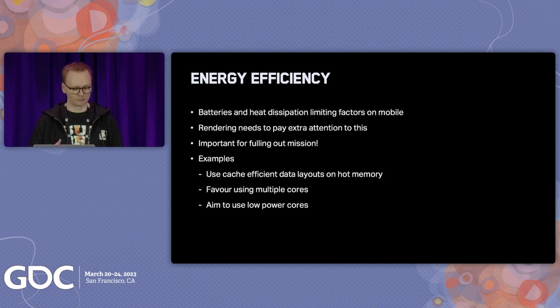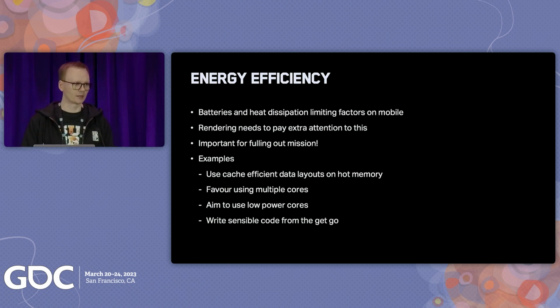Also, aim to use low power cores. Most modern devices nowadays have low power cores. They might have mid power cores, high power cores, different sets of different kinds of cores. And using the low power cores or the mid power cores really saves a lot of energy. If we look at Clash of Clans, for instance, it mostly runs on the low power cores, even on slightly higher end devices.